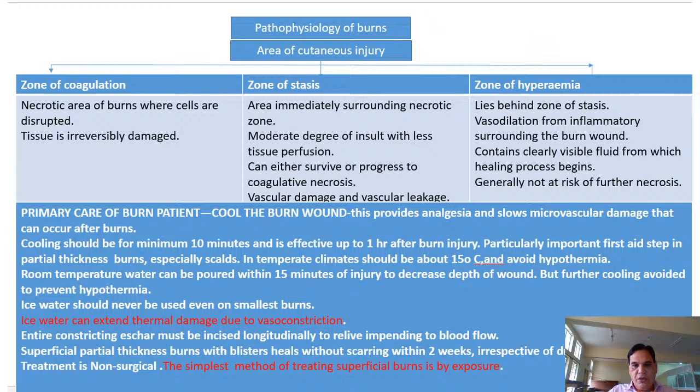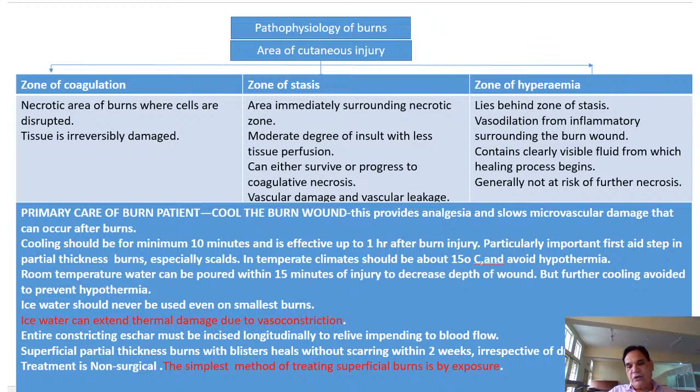There are three zones of a burn region. The centralmost is called the zone of coagulation. Around its periphery is the zone of stasis. The third zone is the zone of hyperemia. What is the zone of coagulation? It is the necrotic area of the burn where cells are disrupted, and this area of coagulation is irreversibly damaged. This is the center of an earthquake. Next is stasis. It is the area surrounding the necrotic zone. It is a moderate insult and the patient can survive the coagulative necrosis. Here what happens?